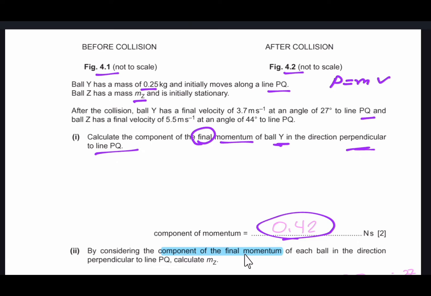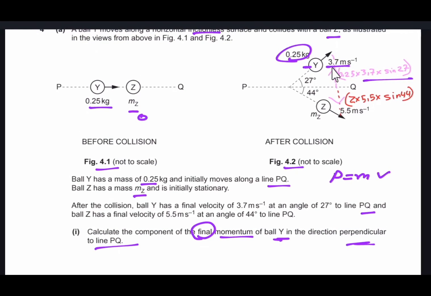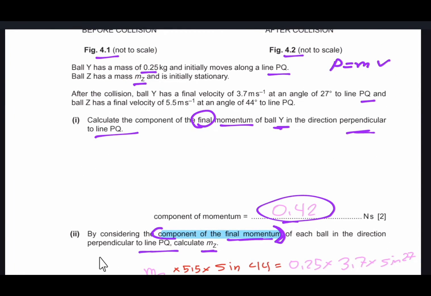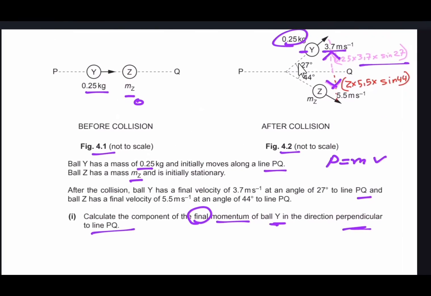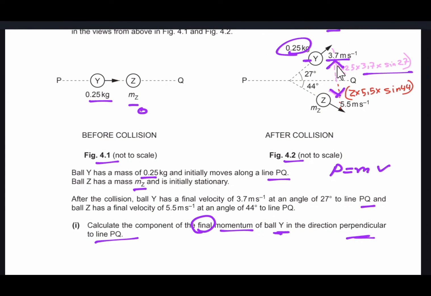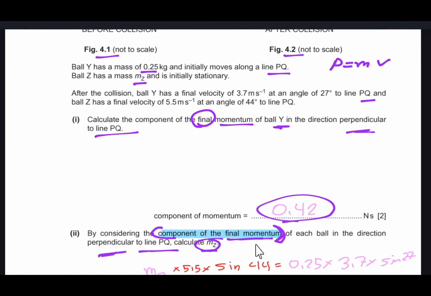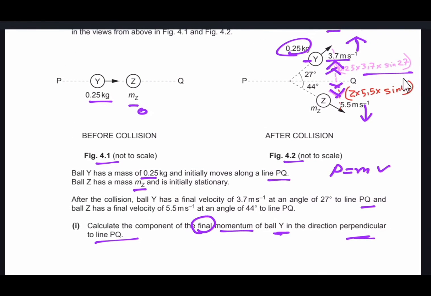By considering the component of the final momentum of each of the balls in the direction perpendicular to PQ, calculate mz. So in the question, it refers to considering the component of final momentum. So the final momentum is in this direction, that is perpendicular to PQ, and we need to calculate mz. So by considering this information only, we can conclude that the momentum of Y moving upwards is equal to the momentum of Z moving downwards.